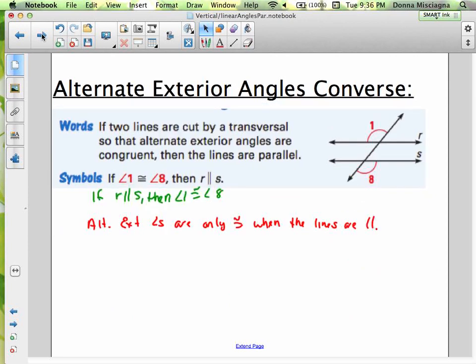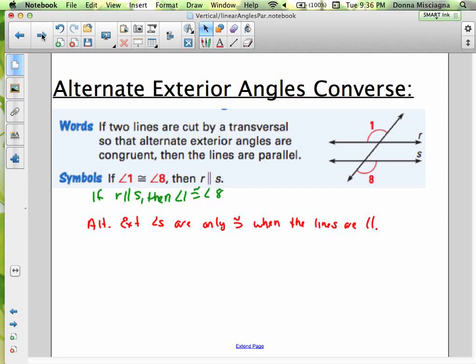Alternate exterior angles converse. If 2 lines are cut by a transversal so that the alternate exterior angles are congruent, then our lines are parallel. So if angle 1 is congruent to angle 8, then R has to be parallel to S, because our alternate exterior angles are only congruent when our lines are parallel.